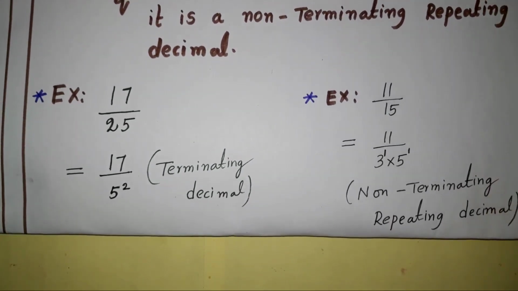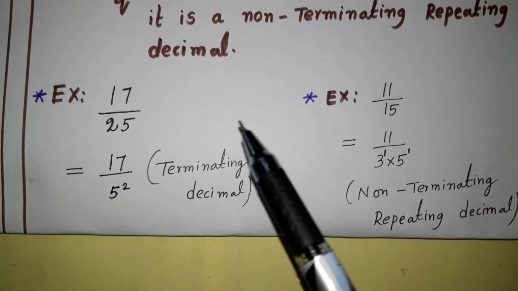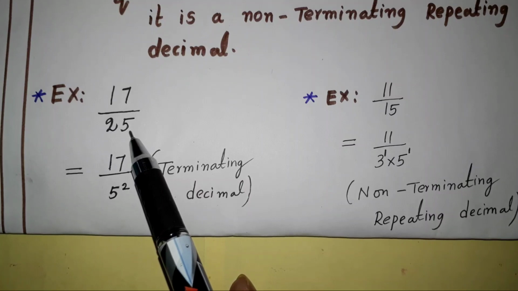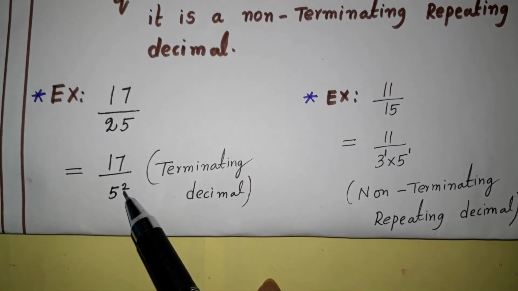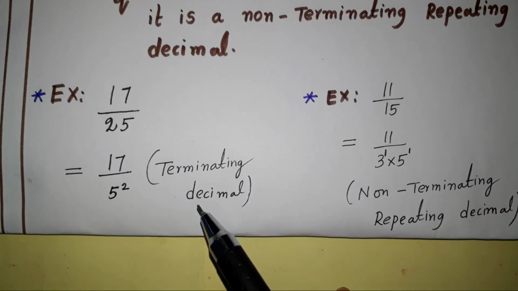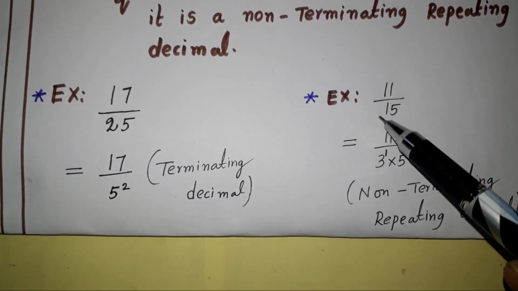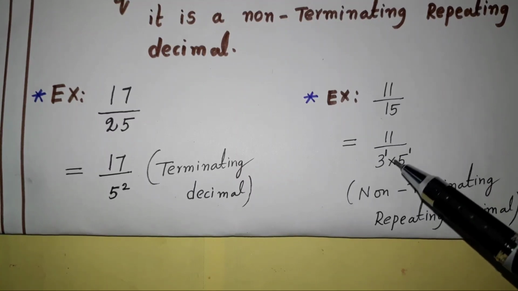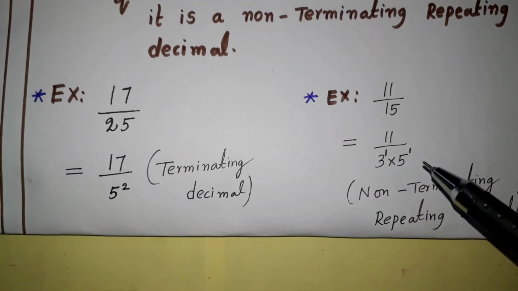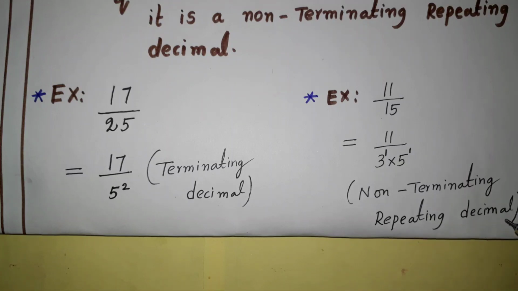For example, I took 17 by 25. Here there is no need to do actual division. By using this method, we can say that the denominator's prime factorization is 5 square. Yes, it is in 5 powers. So it's a terminating decimal. I told you, once again recall, either in only 2 powers or in only 5 powers or both 2 powers into 5 powers. One more example, 11 by 15. Again the denominator's prime factorization is 3 power 1 into 5 power 1. Here 3 powers, other factors have come. So it is a non-terminating repeating decimal.